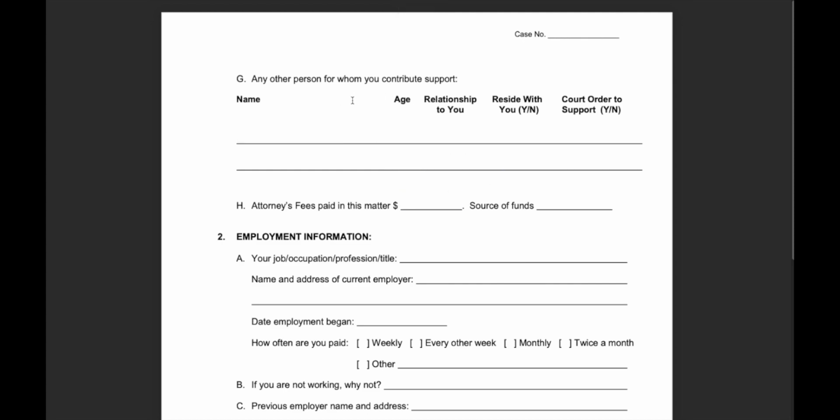And then name of person whom you contribute support. So if you provide your kids with an allowance, or you're providing for your wife or your husband, this is going to be a proper line to fill that information in. Your attorney's fees, most often your attorney is going to have this information, so if you're unaware, just please put an asterisk and we will fill that in for you. Source is either if you've paid your attorney by credit card, checking or savings account, or cash. Or even sometimes we do get people that have money that is lent from a family member.